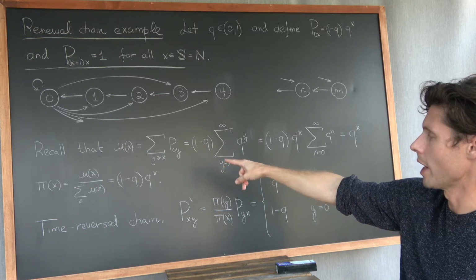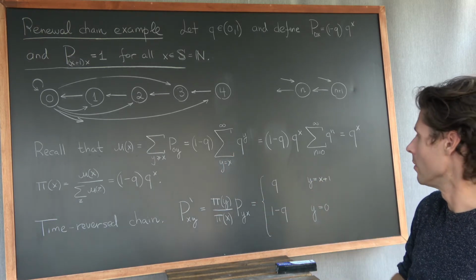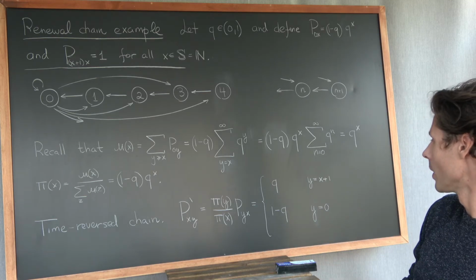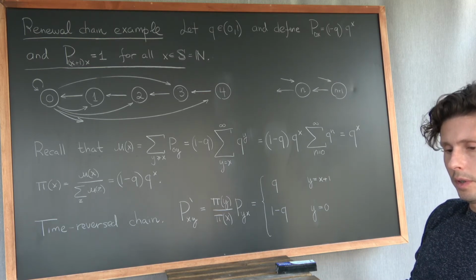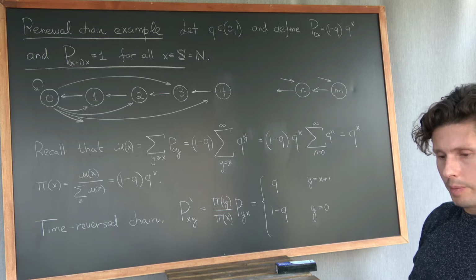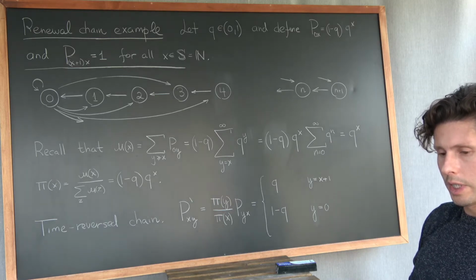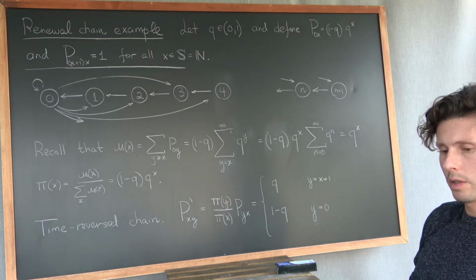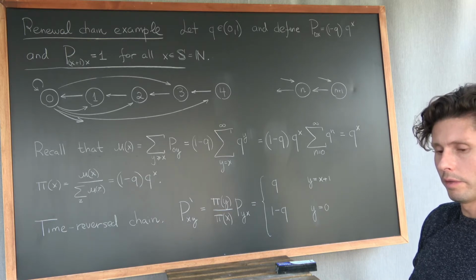It's going to be q to the x plus 1, and then the rest is going to divide out, leaving just the q. So maybe this is a little bit abstract, but hopefully you're starting to see what this chain looks like. It's clearly very different, right?